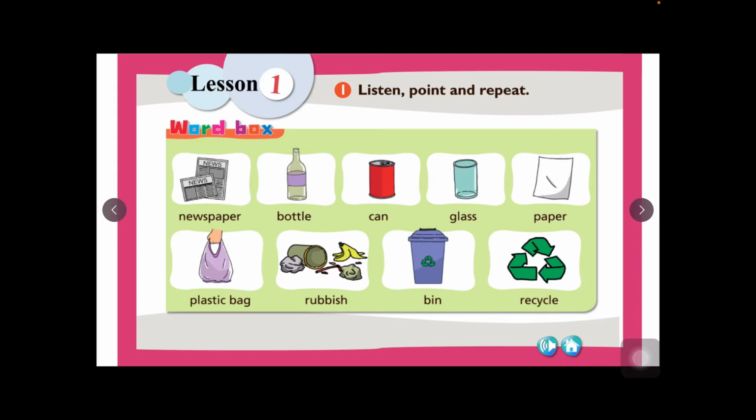Smile 5, Unit 5, Help Our Planet. Student's Book, Unit 5, Lesson 1. Exercise 1. Listen, point, and repeat. Newspaper. Bottle. Can. Glass. Paper. Plastic bag. Rubbish. Bin.